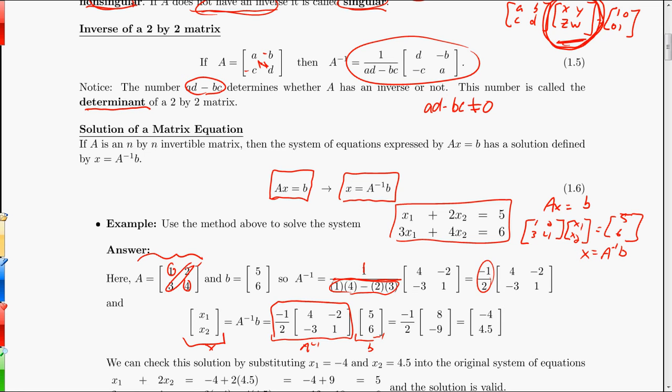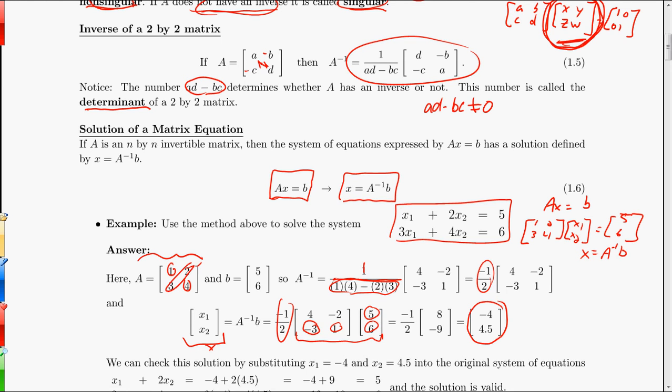And there's B. And so I can simplify this. The first thing I'll do is do this multiplication here, and it'll result in this. So that's going to be 4 times 5, which is 20, minus 2 times 6, which is 12, so I get an 8. And then my second term, negative 3 times 5 is negative 15, plus 1 times 6, which is negative 9. All right? But I still have my negative 1/2 sitting out in front. So when I do my scalar multiplication, that becomes a negative 4. That becomes a 4.5. Right? So I get a solution. Right? And this will be extra friendly whenever I have a computer do this for me.